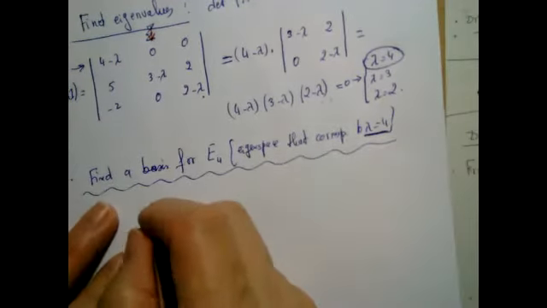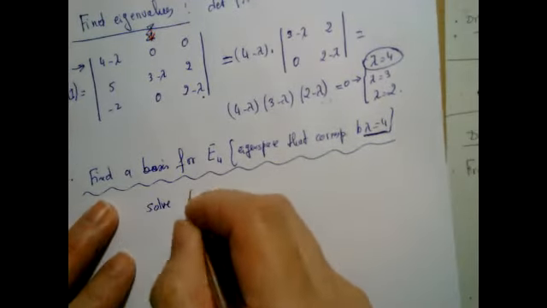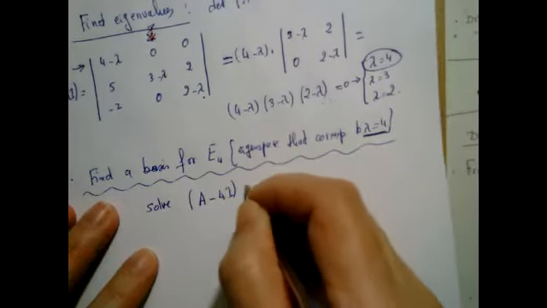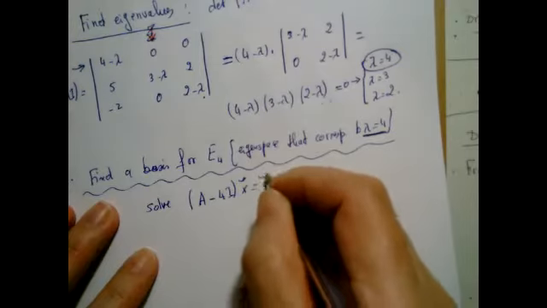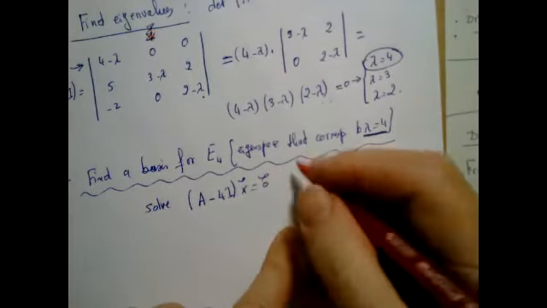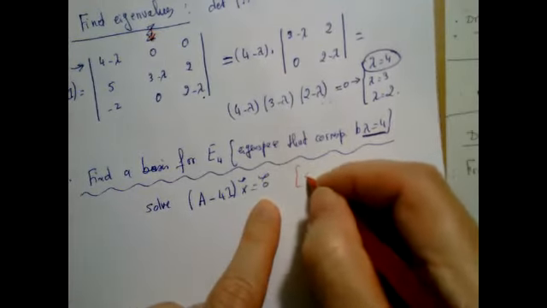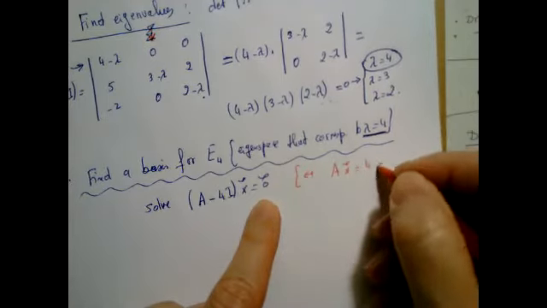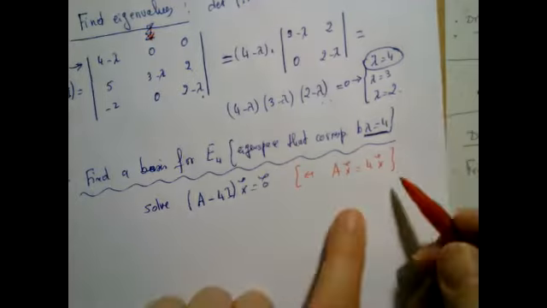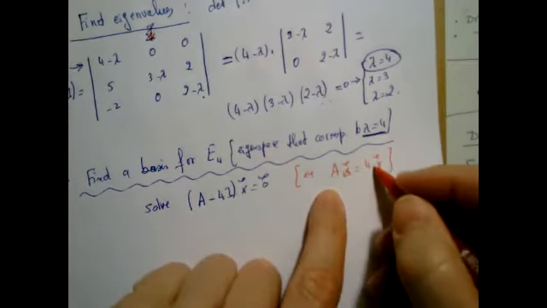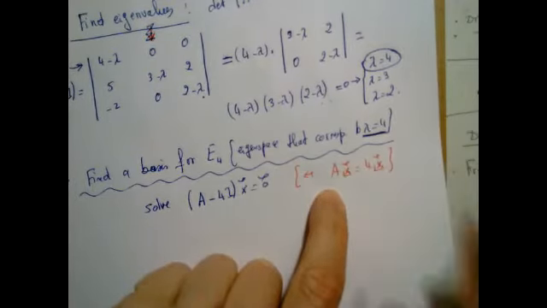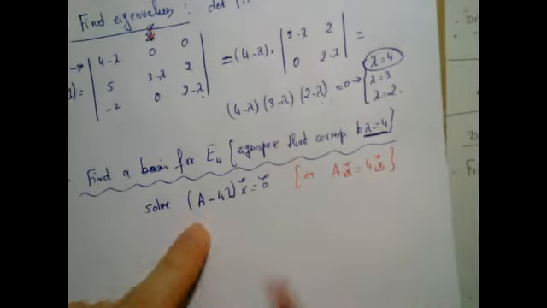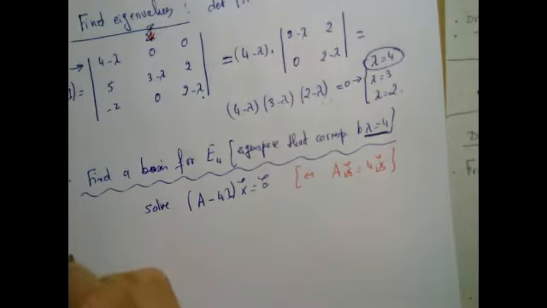To do that, we need to solve A minus 4I times x equal to 0. As I said several times, this is really equivalent to solving Ax equal to 4x, and this is really what the eigenvectors are: those x's such that Ax is stretched by a factor of 4. So instead of solving this, we solve the simpler homogeneous system.